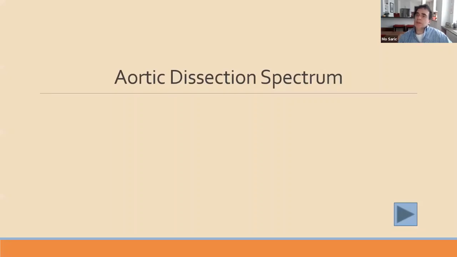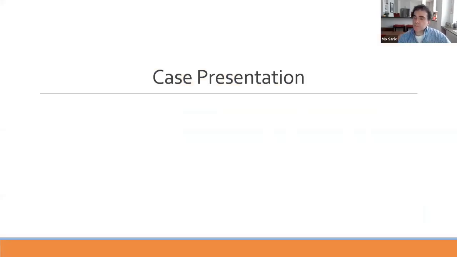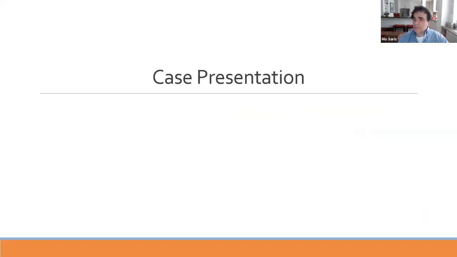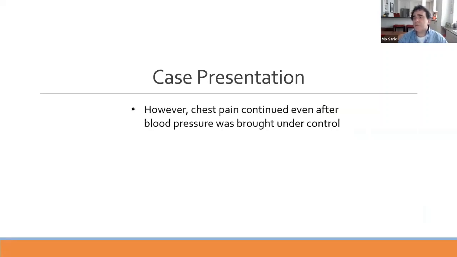Now let's switch to the aortic dissection spectrum, and I'll start with a case presentation. An 80-year-old man presents with severe headache and non-exertional chest pain in a setting of severe hypertension with the blood pressure of 210 over 90 millimeters of mercury. He was admitted to our institution for hypertensive urgency. However, the chest pain continued even after blood pressure was brought under control.